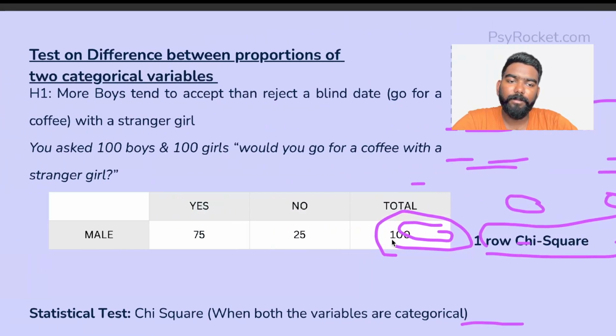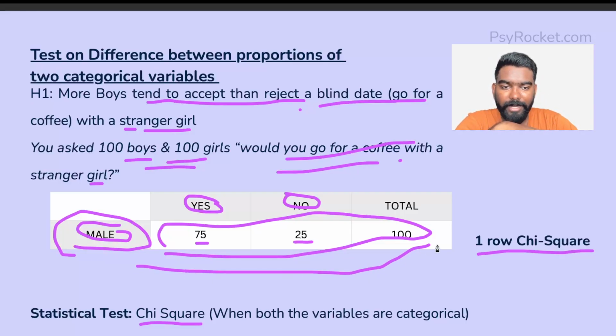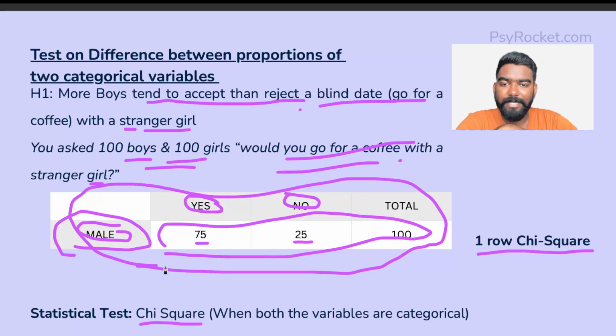So when both our independent and dependent variables are categorical, we will use chi-square analysis. And the table which we are looking at is called a frequency table.